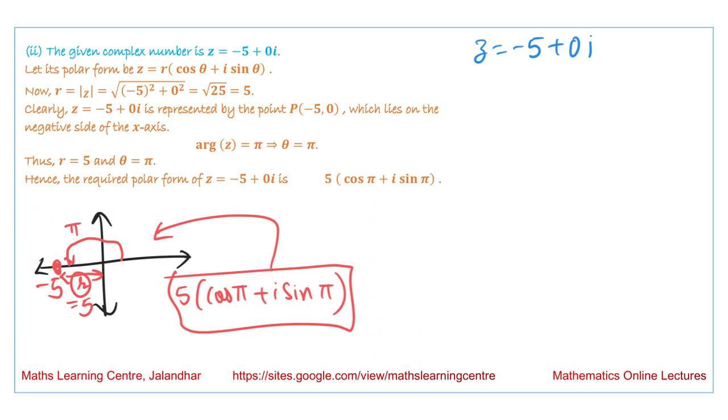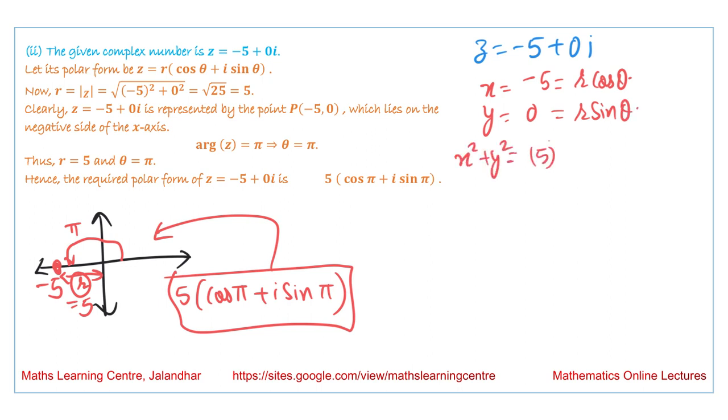And if we come to the calculation part, we are writing x is equal to minus 5, that is equal to r cos theta. Y is equal to 0 is equal to r sin theta. If we square and add both these values, we get 5 square plus 0 square is equal to r square. So the value of r we obtain is 5. We are taking its positive value because it represents the length.